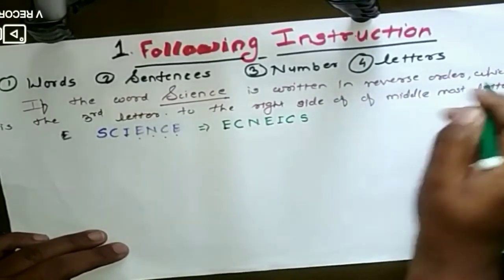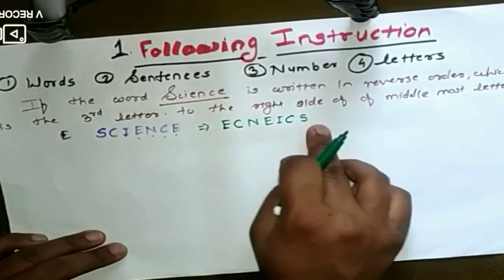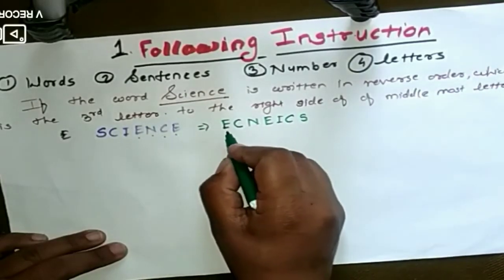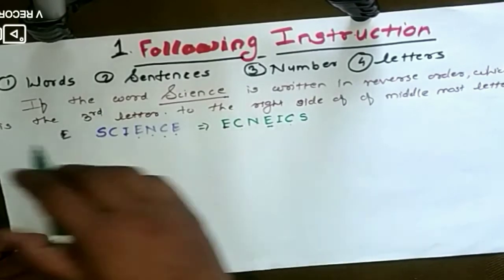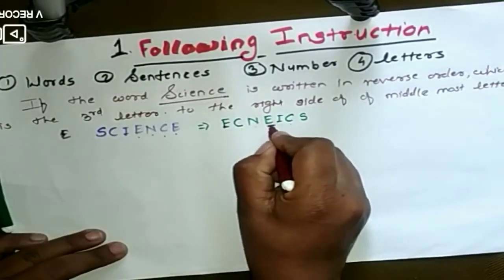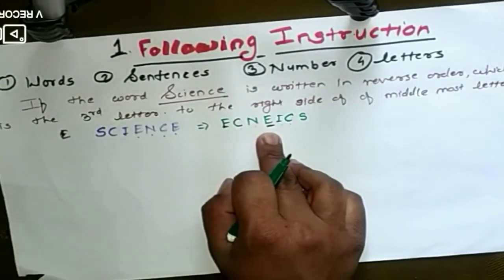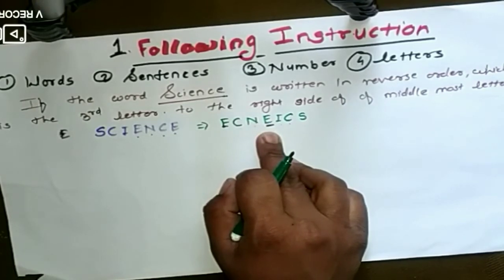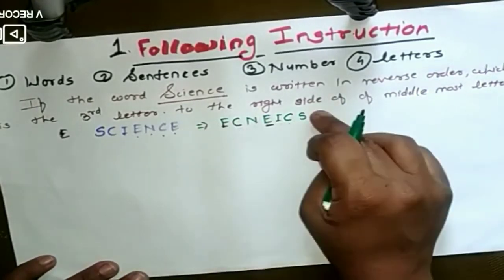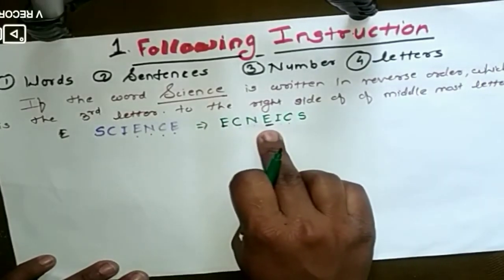So what is the question? Which is the third letter to the right side of the middlemost letter? So we have to find out how many letters are there in science: 1, 2, 3, 4, 5, 6, 7. Seven means the fourth is the middle letter. So from this middle letter, what they are asking us is the third letter to the right side of the middle letter. So the middle letter is E.